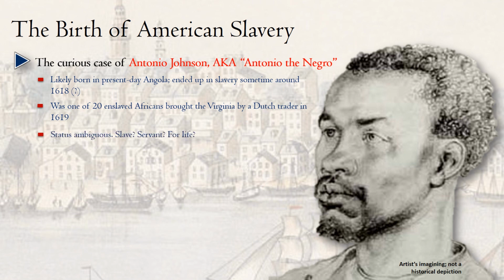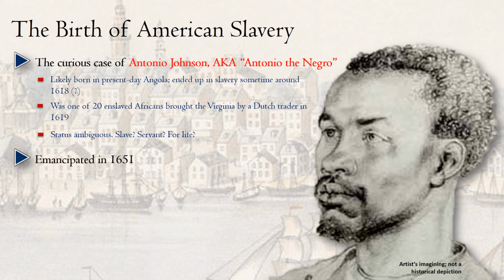And historians have been trying to reconstruct his status, his social status, his legal status. Was he a slave? Was he a servant? Was he a slave for life? Did he see himself as a slave for life? Did he imagine that one day he was going to be free? Did he think that his children would inherit his slave status? These are things that we try to figure out to try to discern the nature of 17th century slavery.